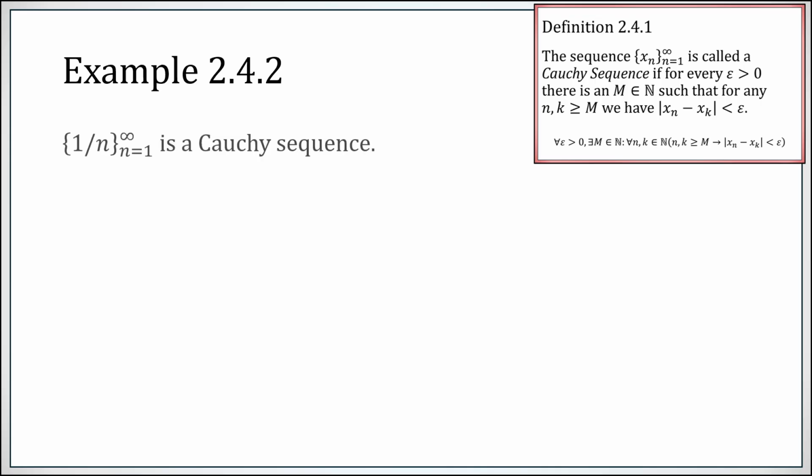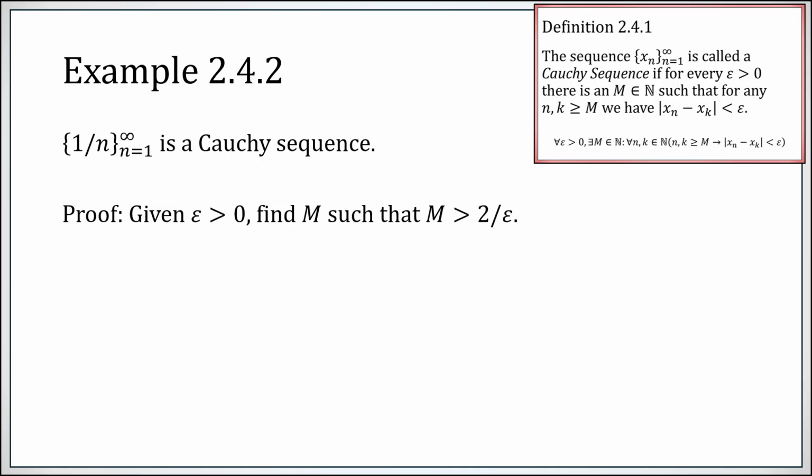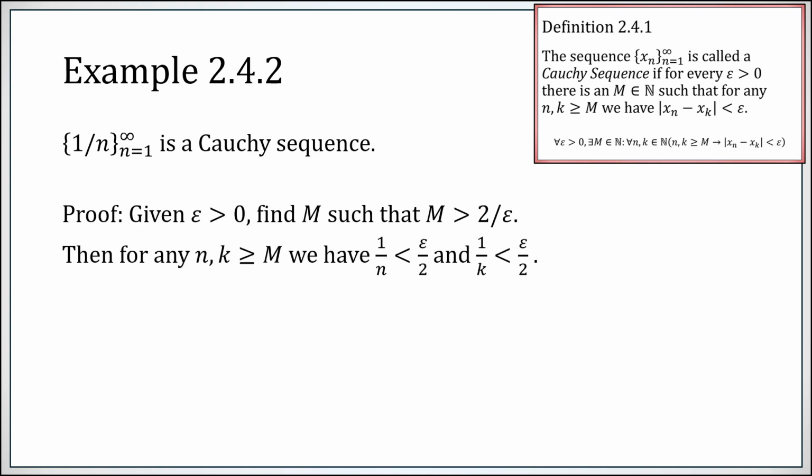Here is an example. 1 over n is a Cauchy sequence. So let's prove it. Because the definition starts with for an arbitrary epsilon, let epsilon be arbitrary, we now have to find an m. So again, thanks to the Archimedean principle, there is an m which is bigger than 2 over epsilon. So for any two indices past that point, first of all, 1 over n and 1 over k are both less than epsilon over 2.